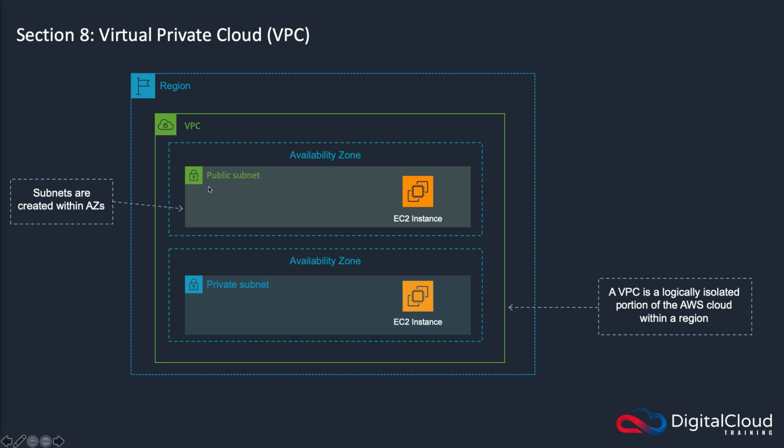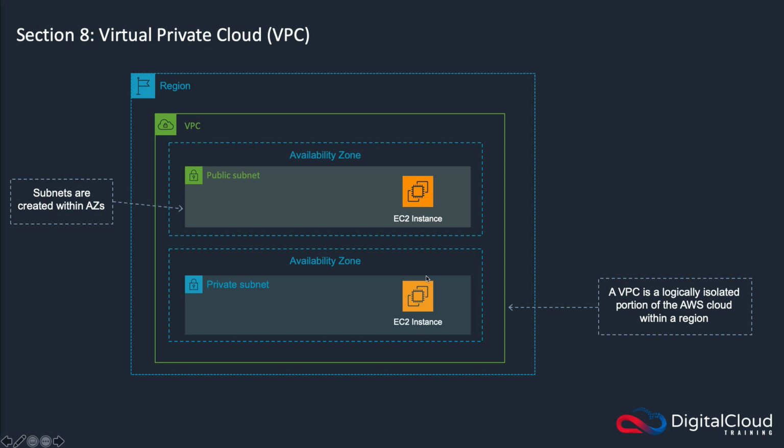And those subnets can be what we call public subnets or private subnets. And a public subnet just means that the EC2 instances in this subnet will get a public IP address. So the address that they get is one that you can find on the internet rather than a private address, which is what you have for EC2 instances in private subnets.